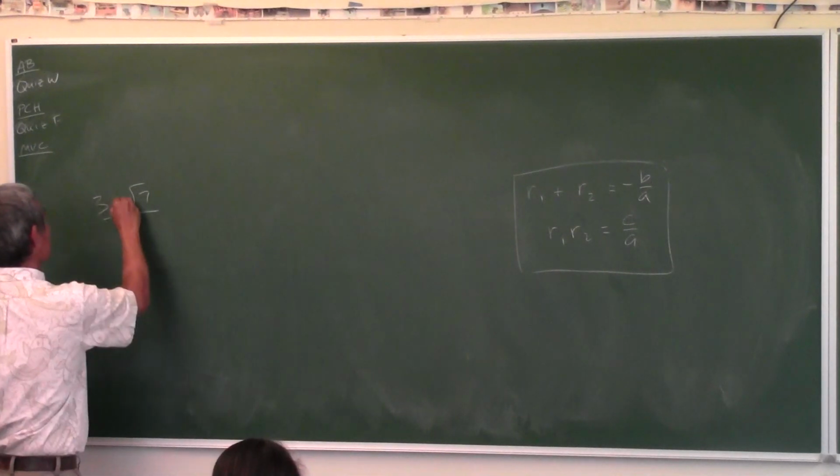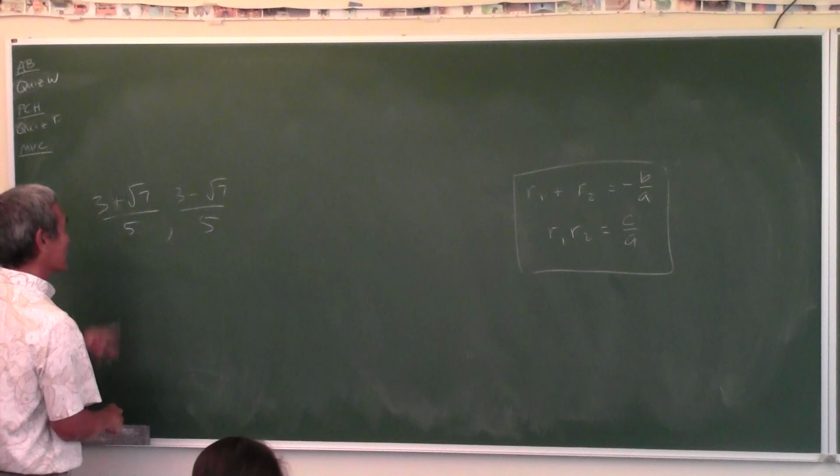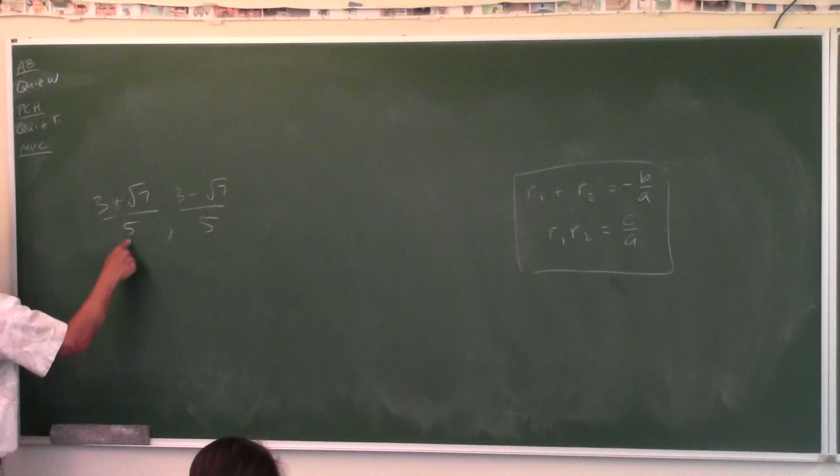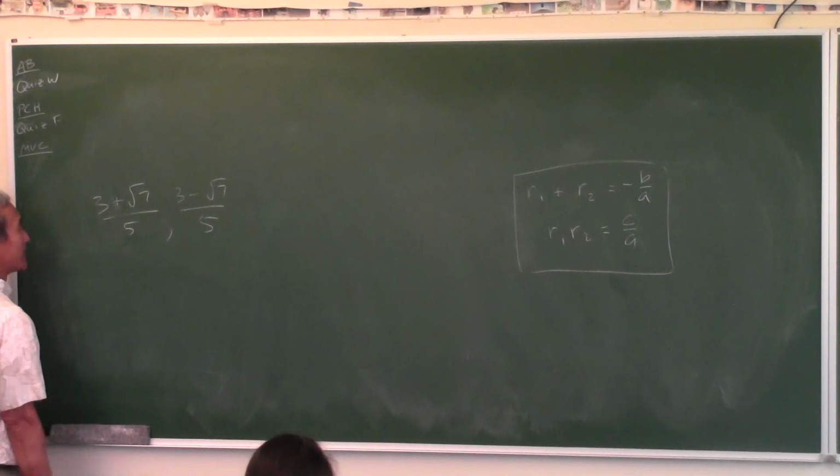I'm going to write the 2 roots separately. Okay, here are the 2 roots. If I add them together, what do you get? What is this plus this? Add them together. 10. 6. 10!